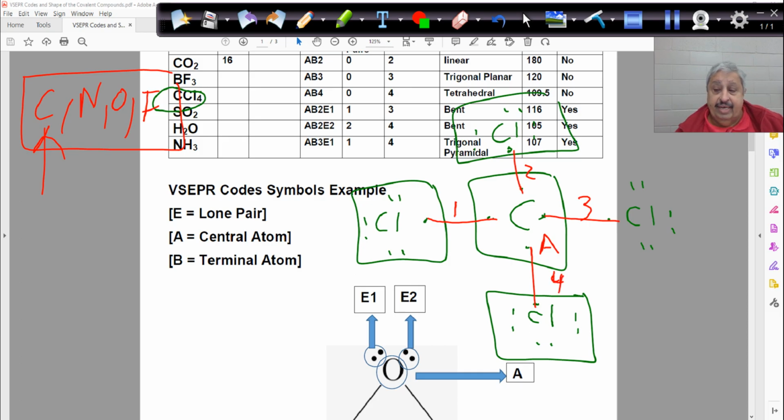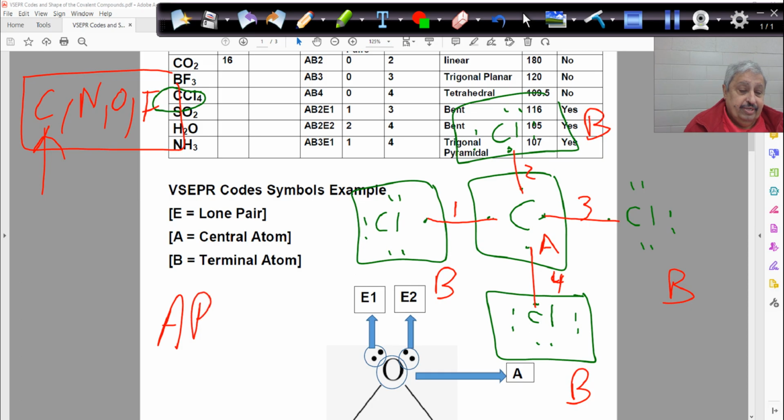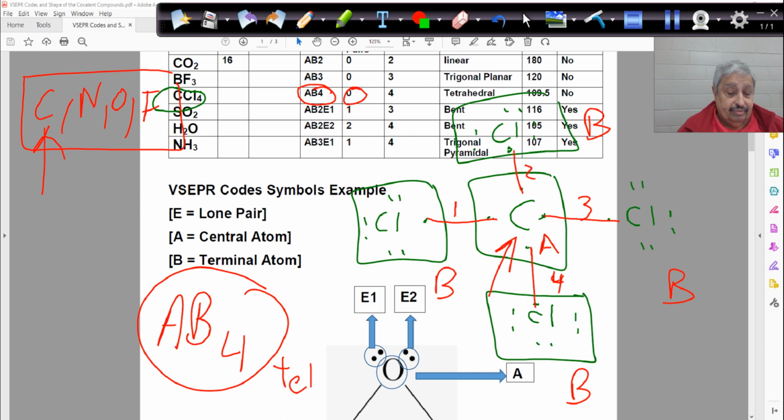So A, B, B, B, B. This is AB4. Where is the AB4? AB4 is here. Does it have a lone pair? No, no lone pair in the central atom. 0 lone pair. How many regions or units do we have? We have 4 units or regions or zones. Why? Because we have 4 single bonds. Correct? So the AB4 is tetrahedral.